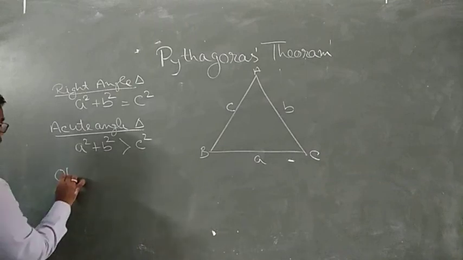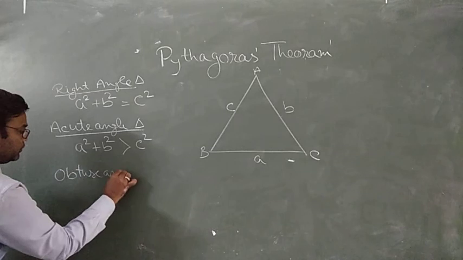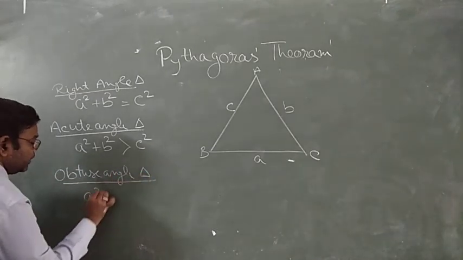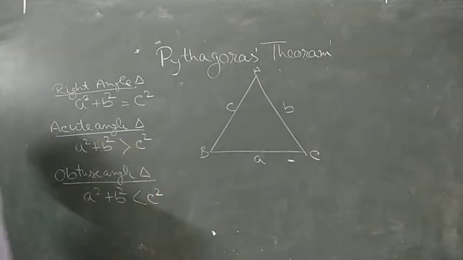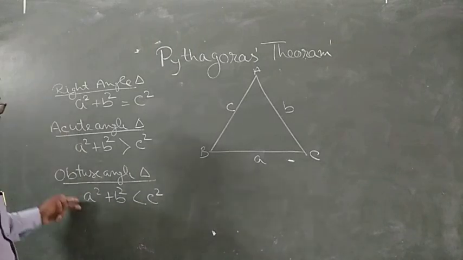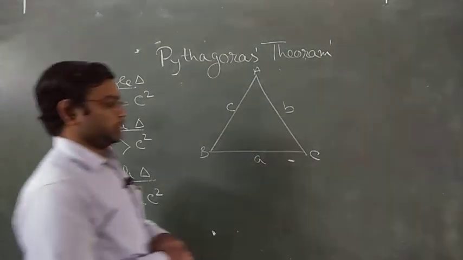And next one is for obtuse angle triangle. A square plus B square is always less than C square. Then we can say this is your obtuse angle triangle. So use these three conditions to solve such type of questions.